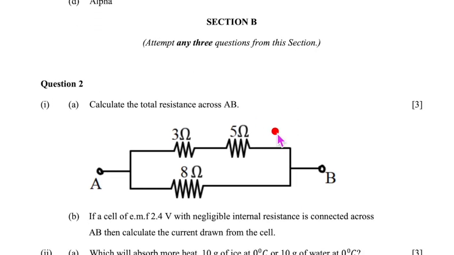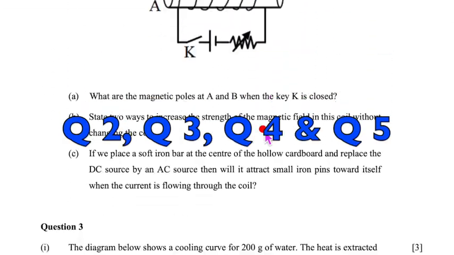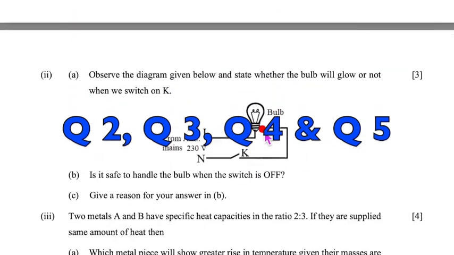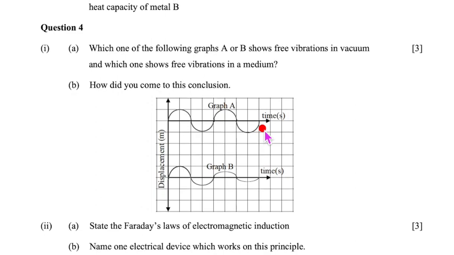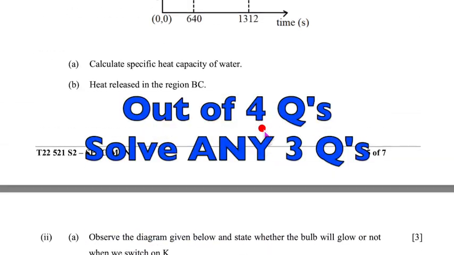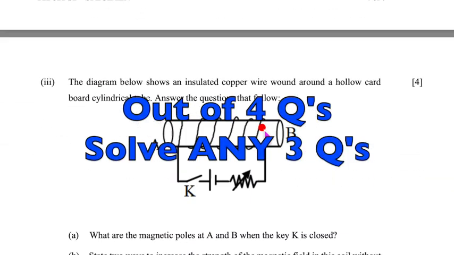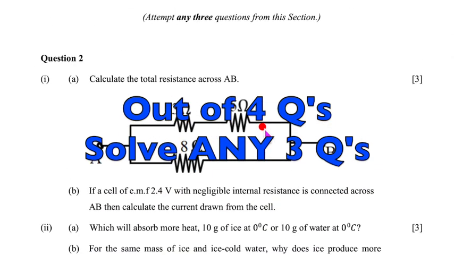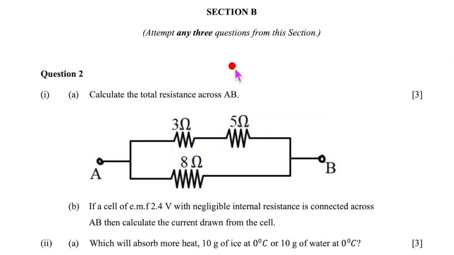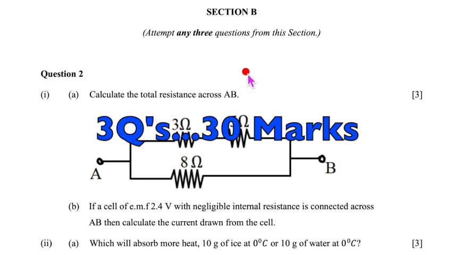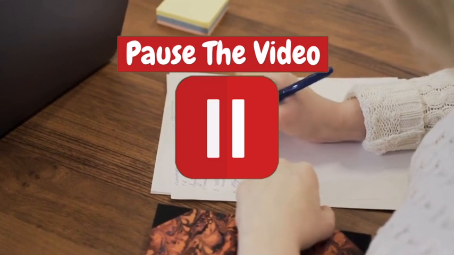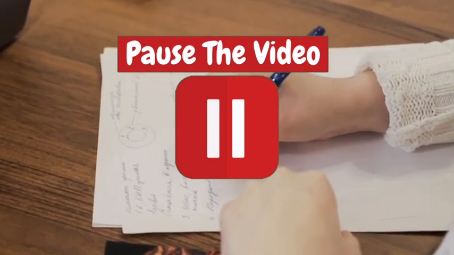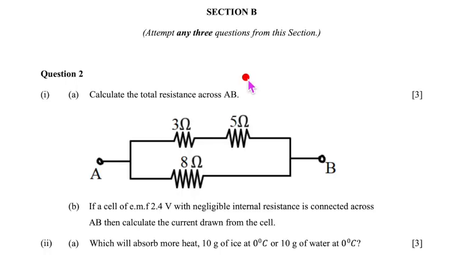Section B consists of questions number 2, 3, 4, 5, which means there are 4 questions, and out of these 4 questions we will have to solve any 3 questions. Each question is of 10 marks. So solving 3 questions will take care of 30 marks. Section A is 10 marks. What I want you to do is pause the video when you can and solve the questions on your own and then check up with my solutions. Okay? So shall we begin?